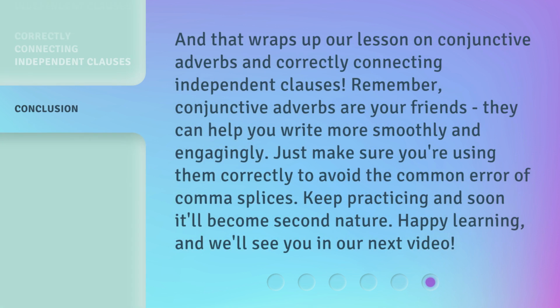And that wraps up our lesson on conjunctive adverbs and correctly connecting independent clauses. Remember, conjunctive adverbs are your friends. They can help you write more smoothly and engagingly. Just make sure you're using them correctly to avoid the common error of comma splices. Keep practicing and soon it'll become second nature.